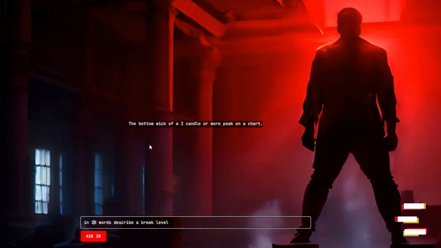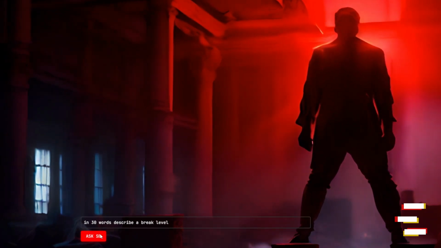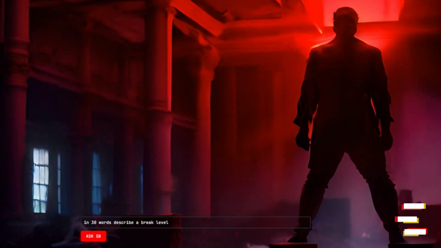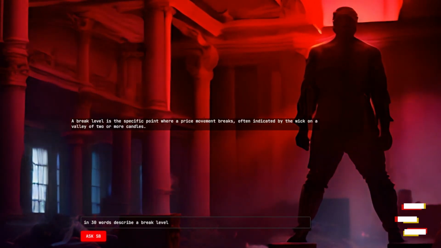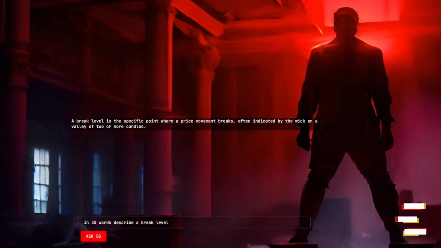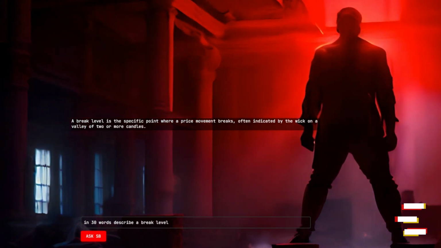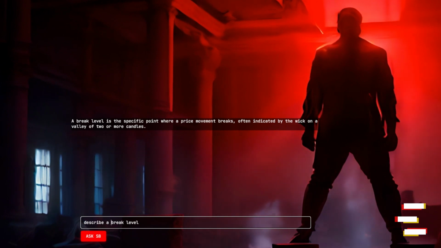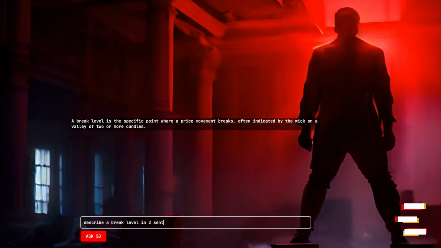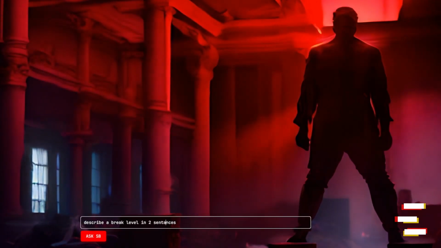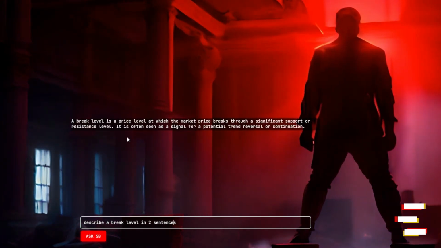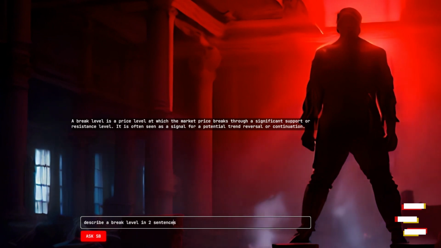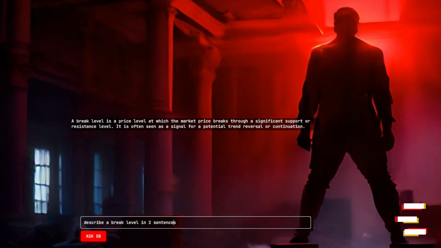Oh, okay, perfect. Let's try 30 words, see if it can give us a little bit of a different response here. Okay, a break level is a specific point where the price movement breaks, often indicated by the wick on a valley of 2 or more candles. Cool. Describe a break level. Let's try in 2 sentences. I believe I misspelled sentences. It doesn't matter. It knows what I'm trying to say. A break level is a price level which matches a price to significant support or resistance level. It is often seen as a signal for a potential trend reversal or continuation.